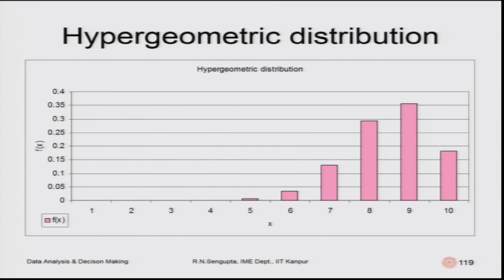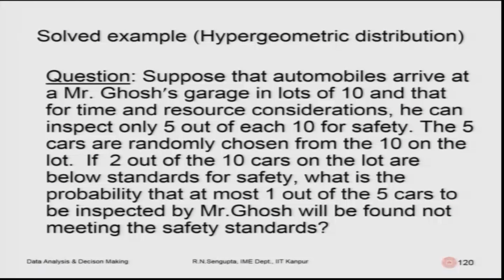So, considering some values, this is the hypergeometric distribution, where you are basically measuring the PMF along the y axis and the x axis are the values of x.